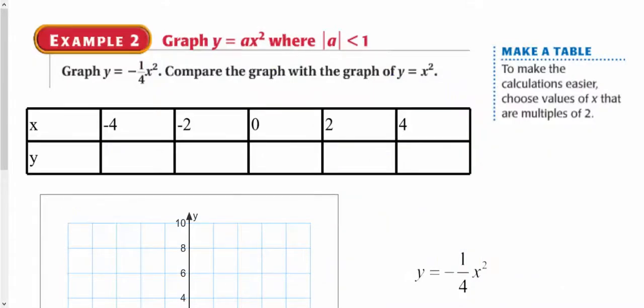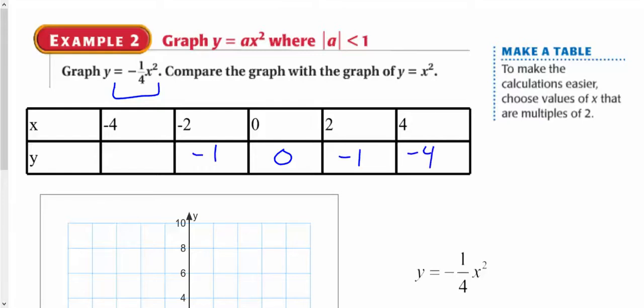All right, let's take a look at -1/4 x squared and see what that does to the graph. Now you're going to notice here that I chose 0, 2, and 4 instead of -1, 0, 1, and 3. And the reason for that is because I'm multiplying the values by 1/4, and so it's going to make the numbers easier to work with. So when I plug in 0 squared, 0, 0 times anything is 0. Plug in 2, squared is 4. 4 times -1/4 is -1. Plug in 4, square that is 16. 16 times -1/4 is -4.